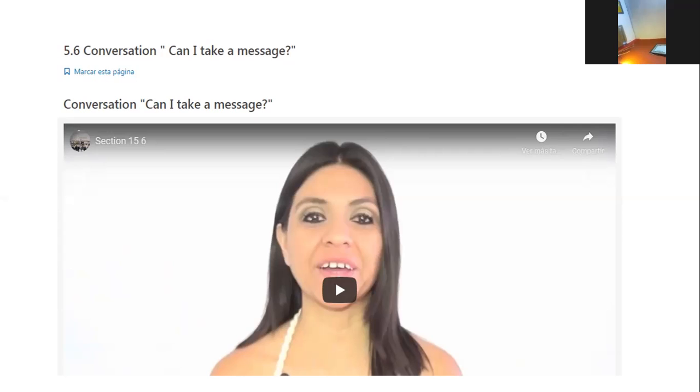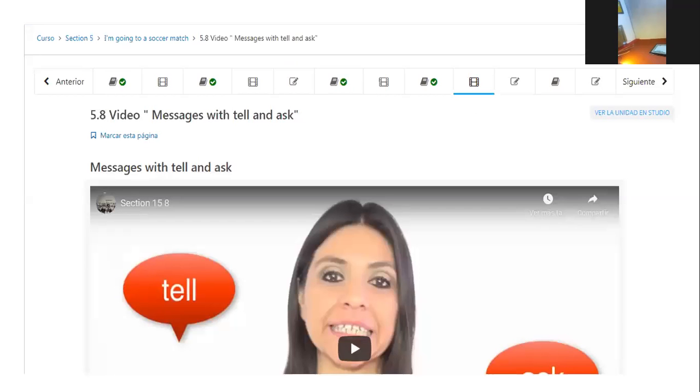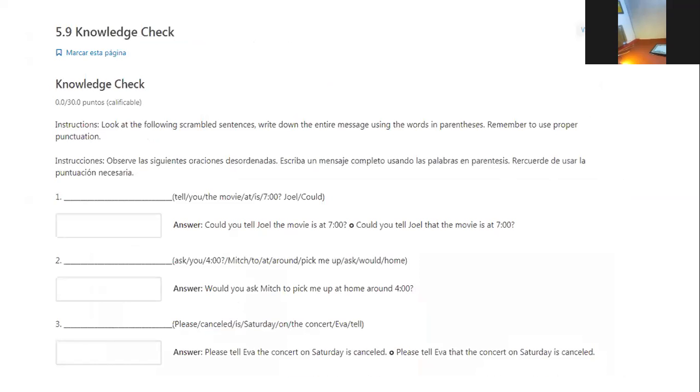So we are going to practice all the phone etiquette by tomorrow, and for today we are going to focus on these three verbs that are quite similar but a little bit different. So we are going to cover the 5.7 lesson objective that says, by the end of this session, you will be able to take and give a message using tell and ask. So we are going to practice this. And again, you have in the platform the 5.8 video that says messages with tell and ask. So what I recommend is that you go to the platform and listen to the video, and then you will have more information about these two verbs. Later we will have the knowledge check, but this is going to be at the end of the class.